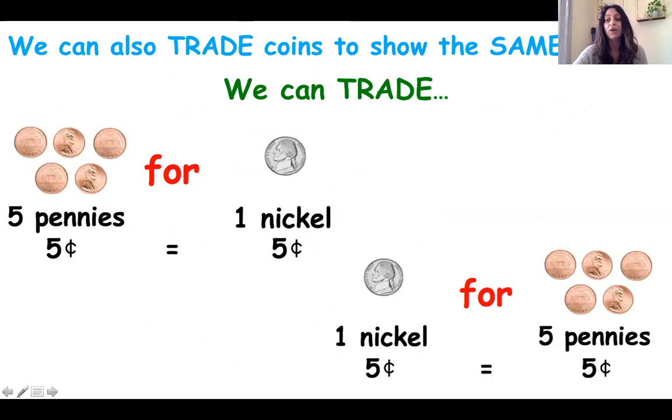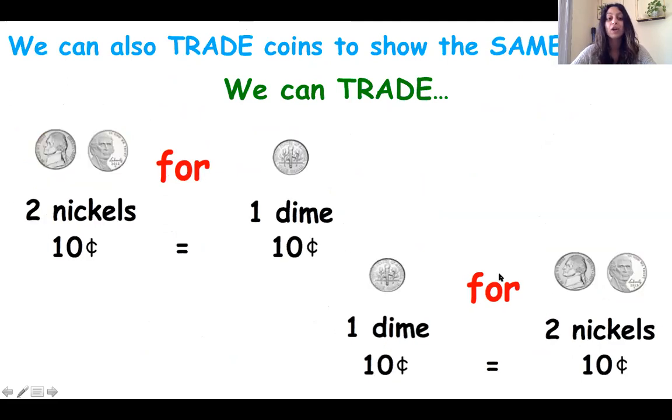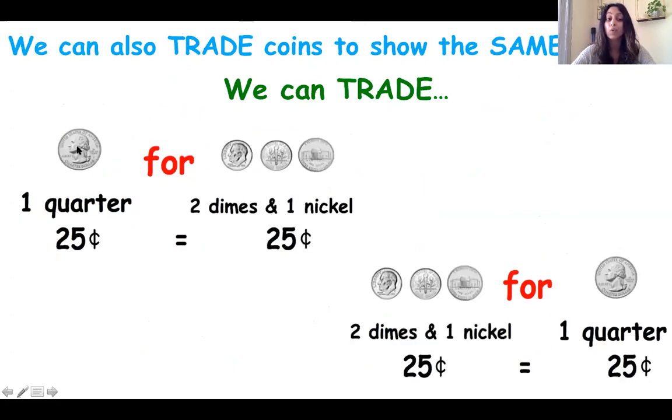We also need to remember all the different ways that we can trade coins, right? We can trade coins to show the same value. There's more than one way to make an amount of money. So if we had 5 pennies, we could trade it for 1 nickel. Or if we had 1 nickel, we could trade it for 5 pennies. If we had 2 nickels, we could trade it for a dime. And if we had a dime, we could trade it for 2 nickels. If we had a quarter, we could trade it for 2 dimes and 1 nickel. And if we have 2 dimes and 1 nickel, we could trade it for a quarter.